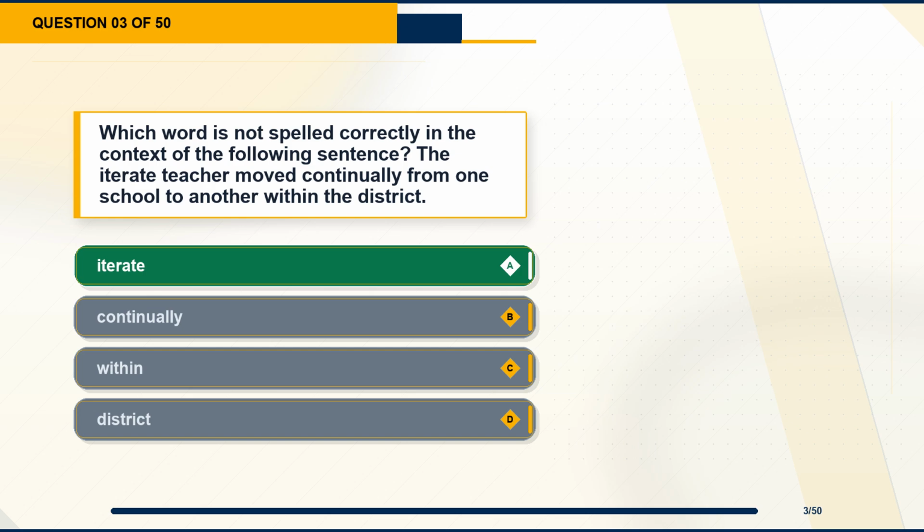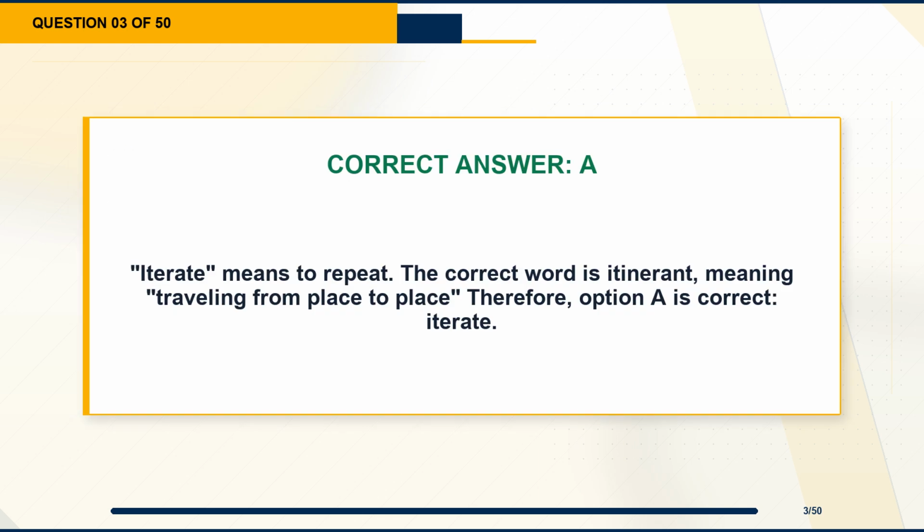The correct answer is option A, iterate. Explanation. Iterate means to repeat. The correct word is itinerant, meaning traveling from place to place. Therefore, option A is correct, iterate.